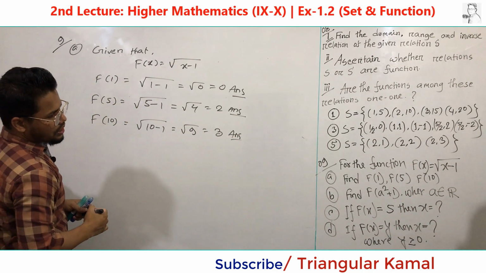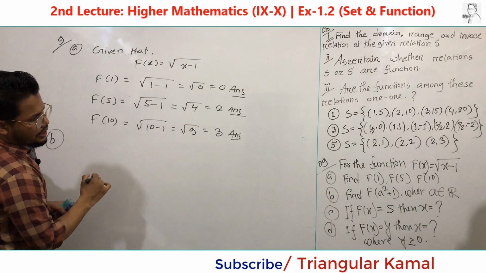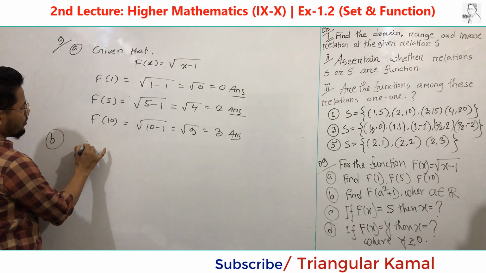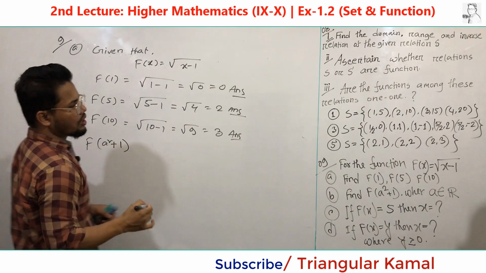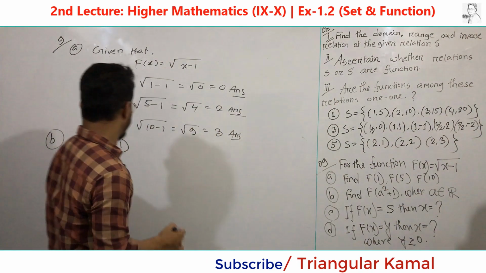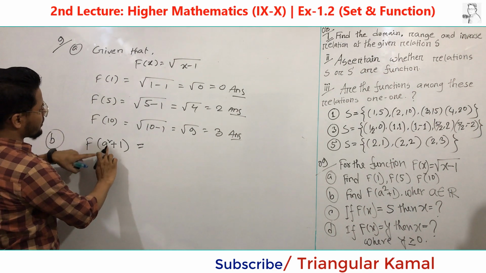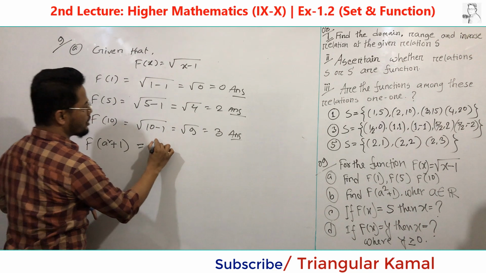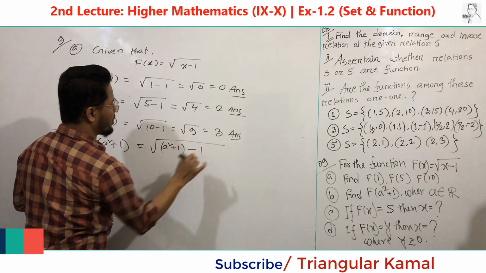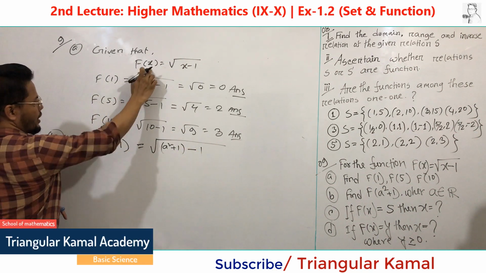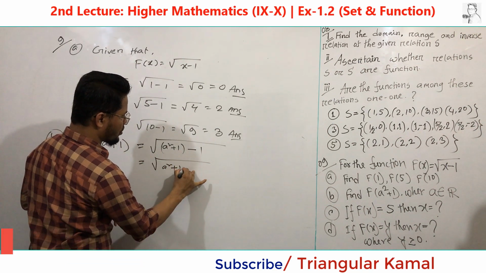And now give attention to the number b. Number b here, f of a square plus 1 equal to what? Where condition a belongs to R. Okay. Now put the value of x as a square plus 1. So here it will be x is a square plus 1 is the value of x, then minus 1, because the variable is changing, x to a square plus 1. Now right here there will be a square plus 1 minus 1.